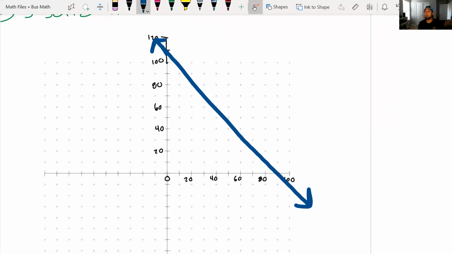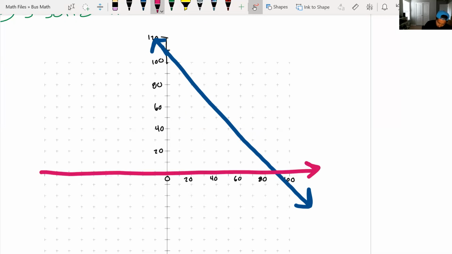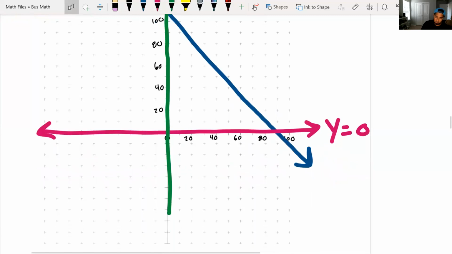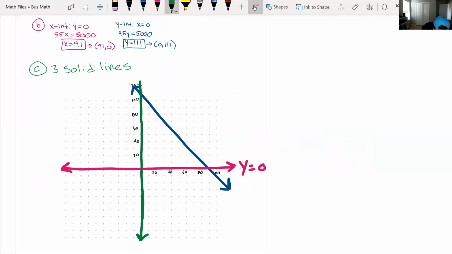Okay, so there's that. And now we'll plot our non-negative restrictions, which are just our vertical line and horizontal line that keep us in quadrant 1. A little thicker. That's not X. Y equals 0. And then here is X equals 0.